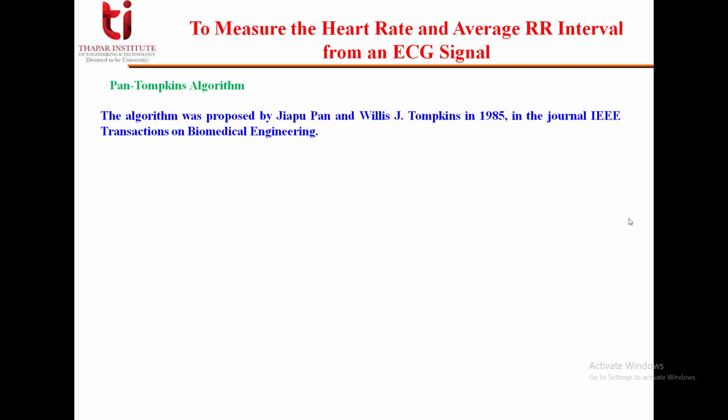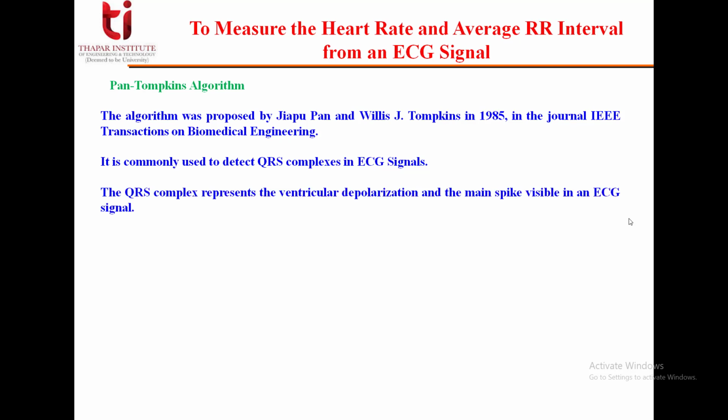This algorithm was proposed by Jiapu Pan and Willis J. Tompkins in 1985 in the journal IEEE Transactions on Biomedical Engineering. As I mentioned, it is commonly used to detect the QRS complexes in ECG signals. As we know, the QRS complex represents the ventricular depolarization and the main spike visible in an ECG signal, basically it represents the QRS complex.